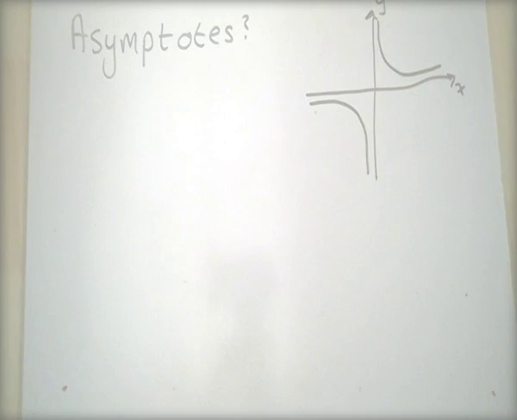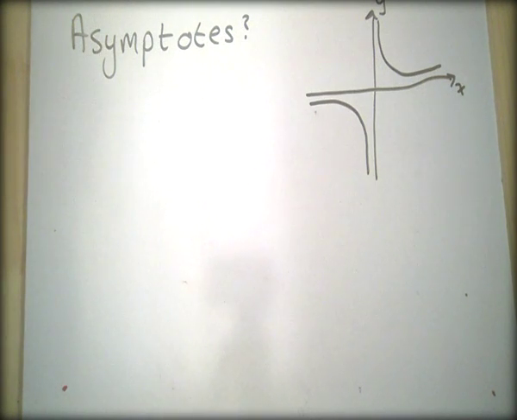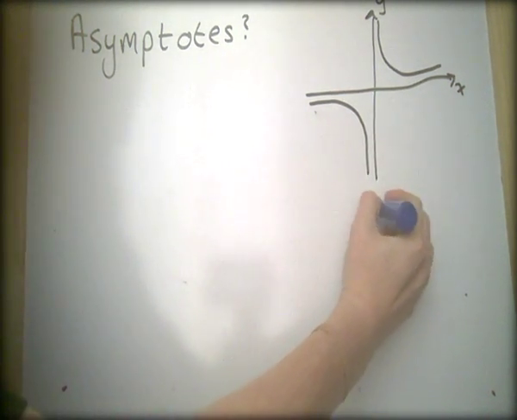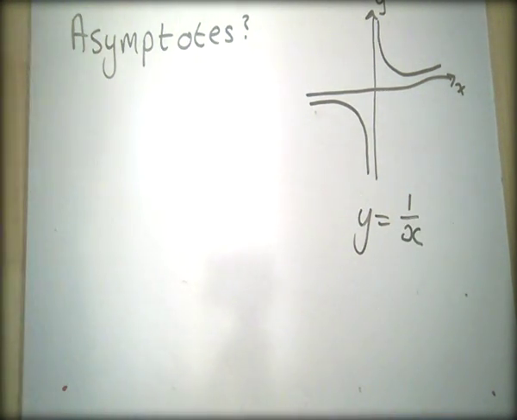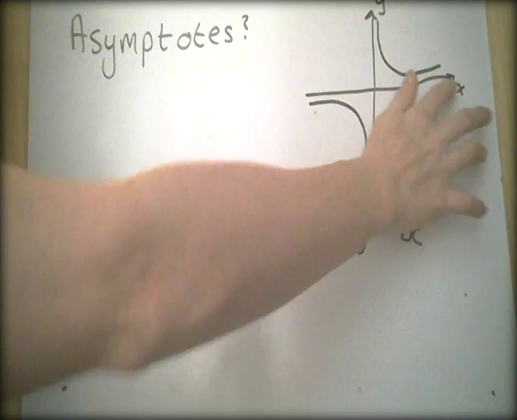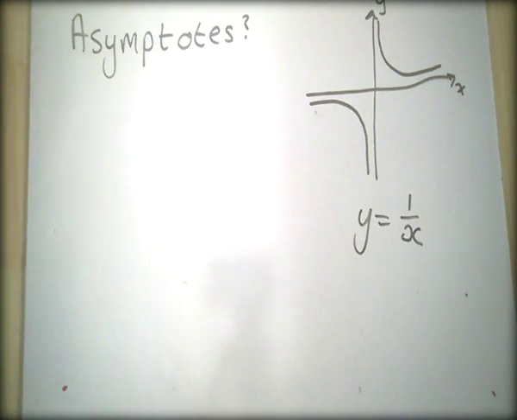Okay, in this unit of work we're going to sketch graphs that involve things called asymptotes. You should have seen this graph before at GCSE. This is known as the reciprocal graph. Okay, and this has two asymptotes. It has an asymptote along the x-axis and along the y-axis.